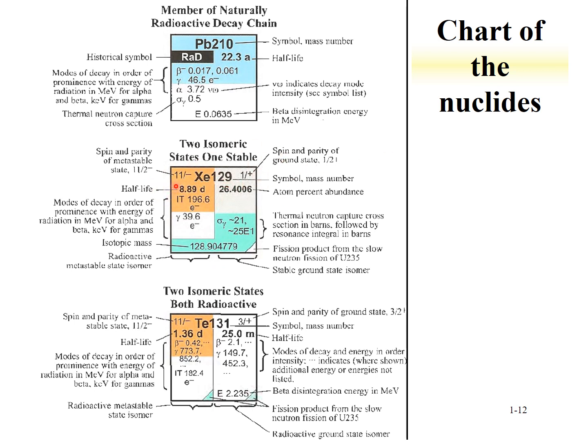So this is a metastable state: spin and parity, half-life, decay modes; then the ground state: spin and parity. This is stable, so this is the atomic abundance. And then two isomeric states that are both radioactive, so tellurium-131. The metastable state, spin and parity, 11 halves minus. Ground state, 3 halves plus. The half-life of each state, and then the other data as we discussed.